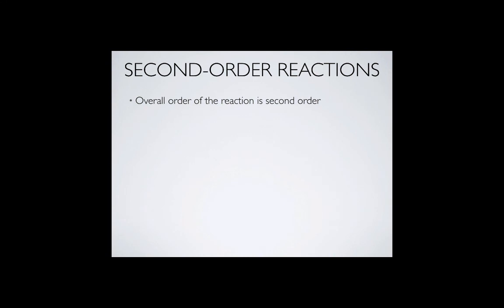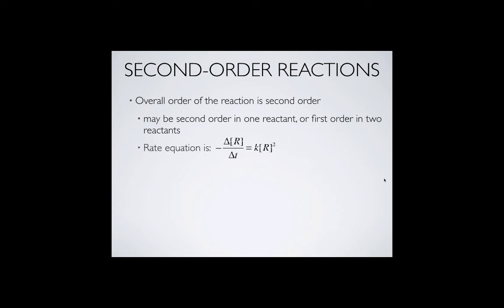Now, second order reactions. When we say second order, it means that the overall order of the reaction is second order, and we have two possibilities here. Either we have one reactant that is squared, so one reactant that's second order, or we have two reactants, each of which is first order. So two different ways we can do this. It does not affect the rate equation, and so your rate equation here is going to be negative change in reactant over change in time is equal to k times concentration of that reactant squared.